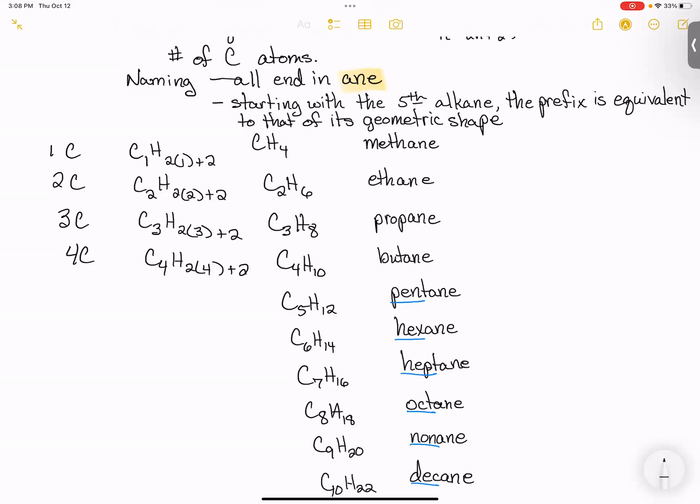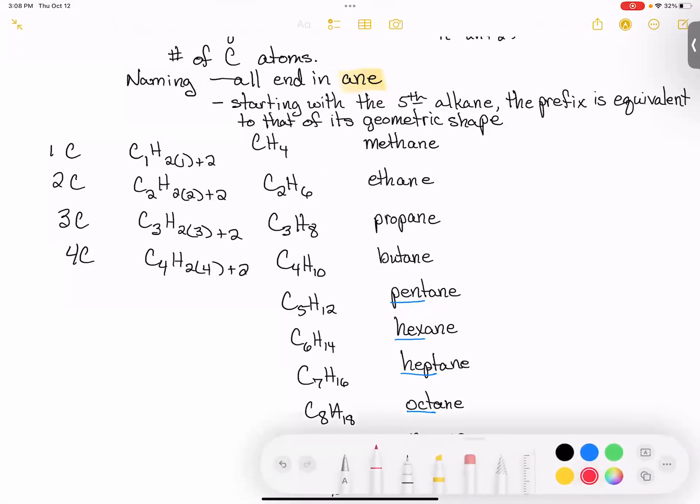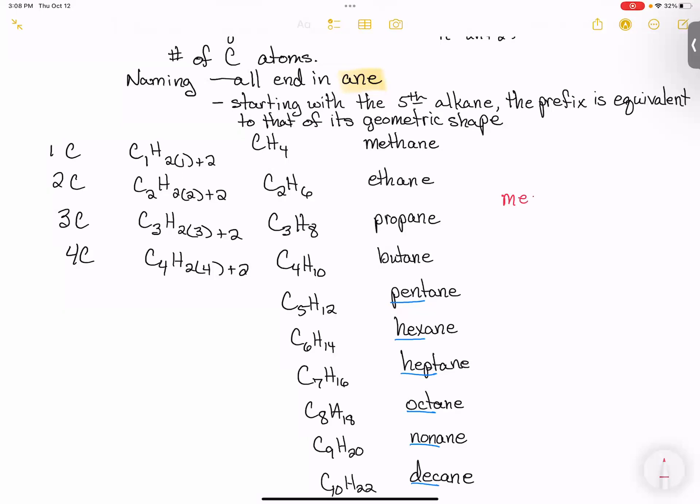Every time you're driving along and you hit a stop sign, you're looking at an octagon. Our 8-carbon chain is called an octane. Now the rest, I would suggest you just memorize MEPB, methacprobute, because I can't give you an easy way to memorize the first 4.